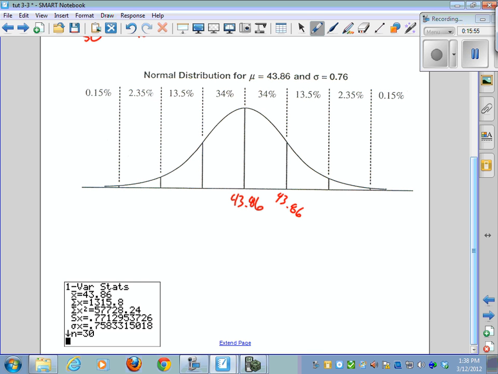43.86. Remember, it's plus 1 standard deviation. So plus the standard deviation of 0.76, which equals 44.62.